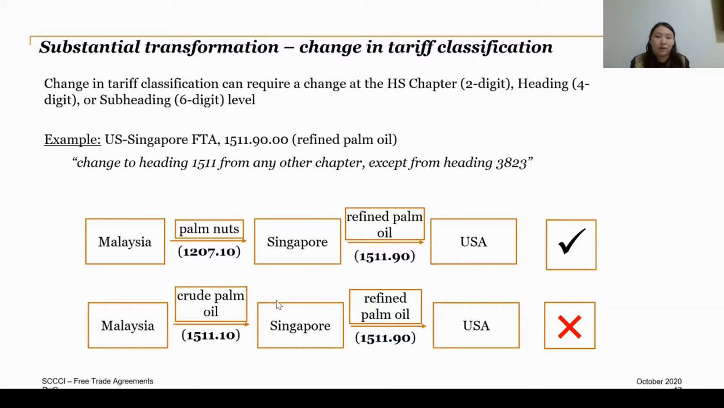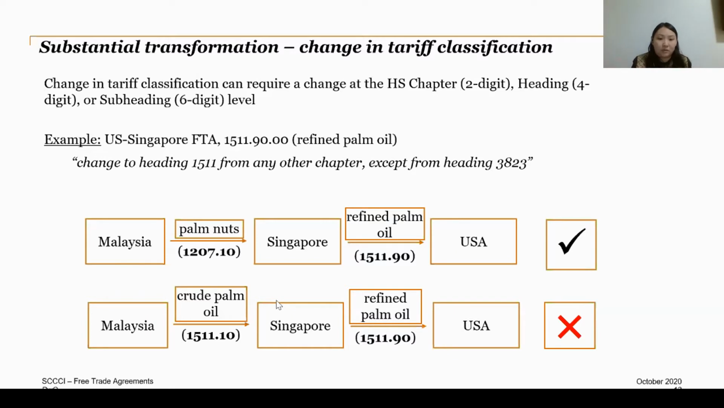So this is my first example. I import the palm nuts and I further process it and make it into refined palm oil. You can see my raw material is the palm nuts, and it's classified in a different first 2 digits. So that's a different chapter from my refined palm oil. Therefore, I meet the rule which says that I need to change to 1511 from any other chapter.